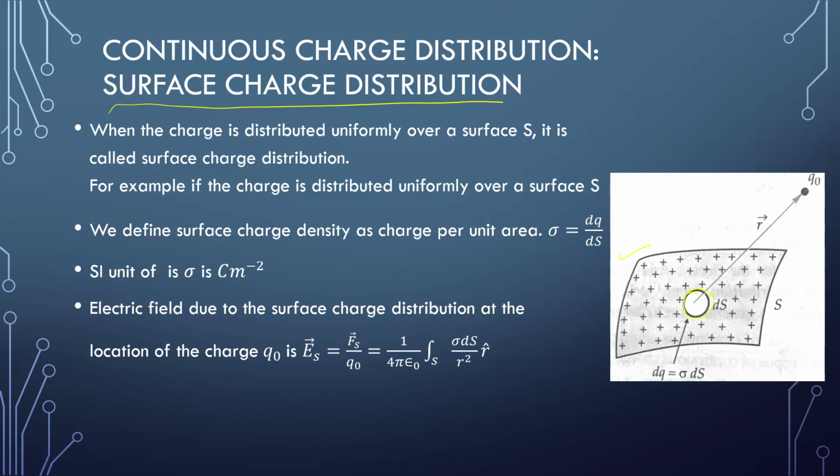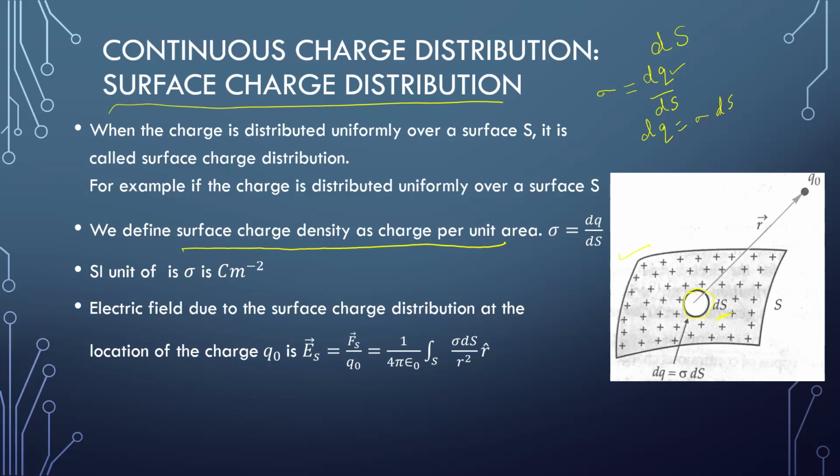Now as we are talking about surface charge distribution, we have considered a small surface element which we have denoted by ds. Now when we are talking about surface charge distribution, we talk about surface charge density, and surface charge density is charge per unit area. Now sigma is the symbol for surface charge density, and therefore this is equal to dq upon ds, right? That means a small amount of charge which is present over this surface element ds is dq, and from here you can write down dq is equal to sigma into ds.